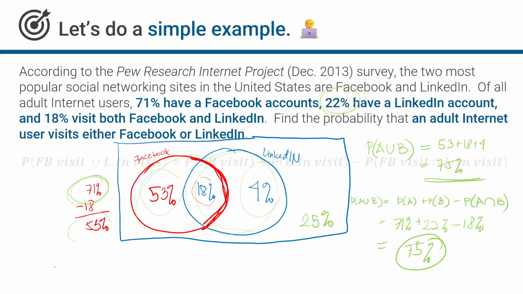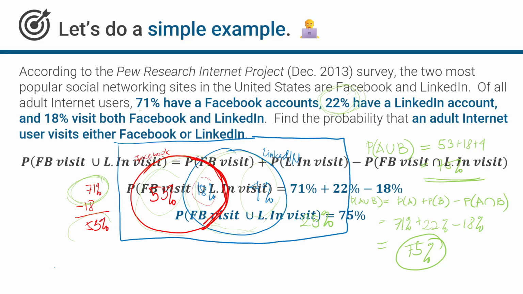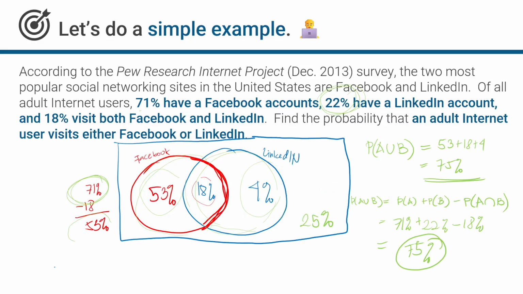Okay, so now let's have a question. There was a question last time about this. What is the probability that the user is neither visiting Facebook nor LinkedIn? So, for the neither, neither visits FB or LinkedIn equals the 25%.